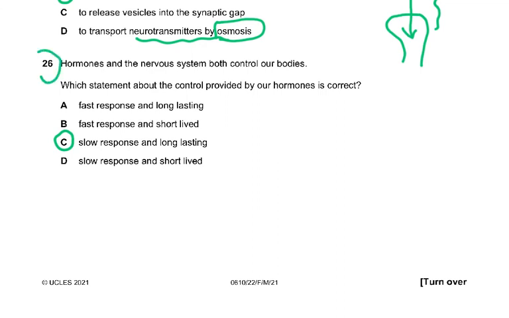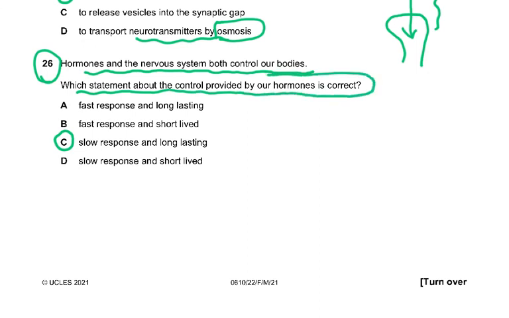And then we come to question 26. Hormones and the nervous system both control our bodies. Which statement about the control provided by our hormones is correct? Fast response and long lasting, fast response and short lived, slow response and long lasting. Your growth hormones are produced and they have an effect, and you grow and you remain tall for the rest of your life. So, slow response and long lasting, slow response and short lived. What we need to understand is both hormones and the nervous system control our bodies, but which statement about the control provided by hormones is correct?